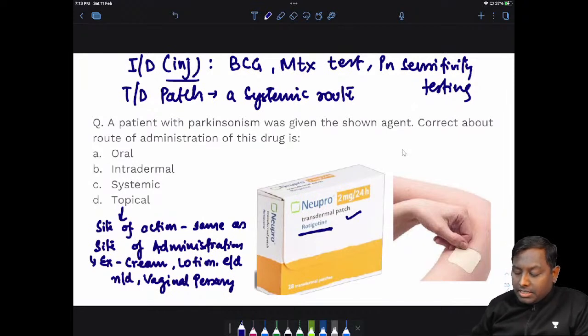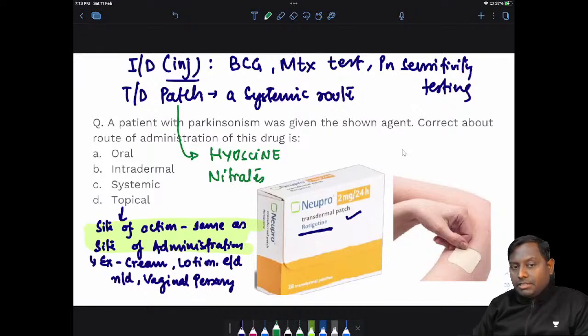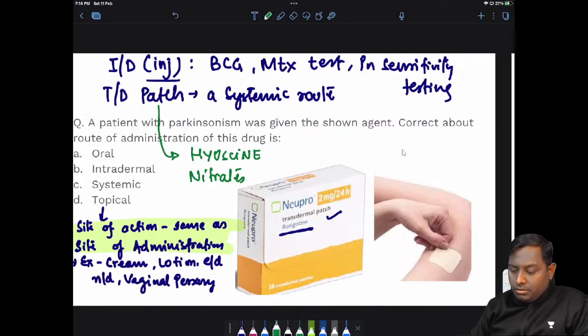Topical का definition क्या हुआ? Site of action should be same as site of administration. ये हो ही नहीं रहा यहाँ पे. Now transdermal patch, we are having many drugs that are coming under transdermal patch, right? Like for example, rotigotine is a transdermal patch. Can you tell me some other example of transdermal patch? Hyoscine is a transdermal patch for motion sickness. ठीक है. Do you know any other transdermal patch? Nitrates का transdermal patch आता है. ठीक है. Diphenhydramine का transdermal patch आता है for motion sickness. Okay, so we have many transdermal patches, and they are not a topical route.